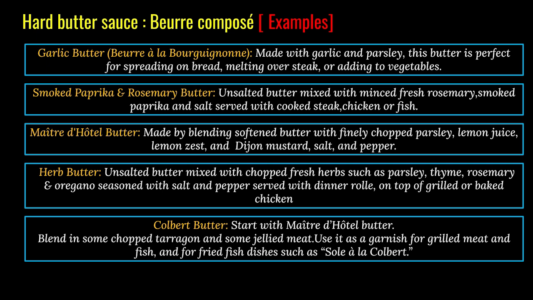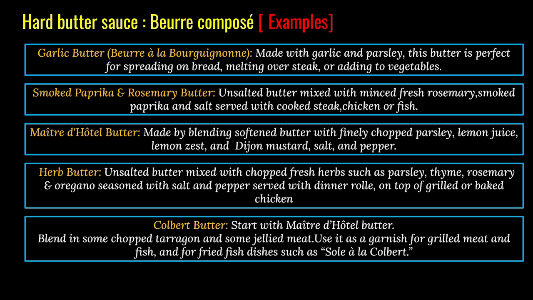Colbert butter. Start with maître d'hôtel butter, very similar to maître d'hôtel butter. Blend in some chopped tarragon and some jellied meat. So meat glaze can be added. Use it as a garnish for grilled meat and fish and for fried fish dishes such as sole à la Colbert. There are certain preparations, sole à la Colbert, a very classical dish in French cuisine where this kind of butter is used.